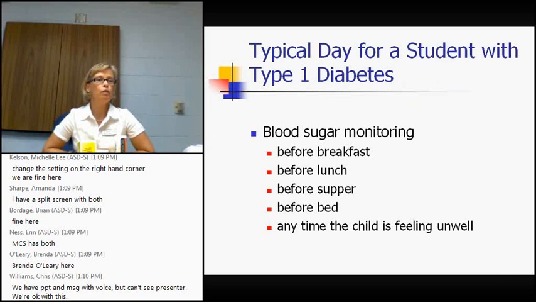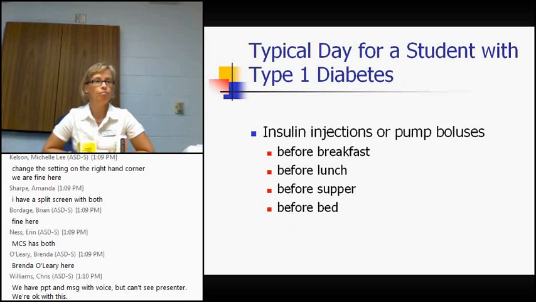So a typical day for a student with type 1 diabetes is they're going to be checking their blood sugar at times before meals, such as before breakfast, lunch, before supper, and before bedtime, or any time the child is feeling unwell. And as far as insulin injections or insulin pump boluses, they would have insulin injections before meals, in most cases breakfast, lunch, supper, and bedtime. If they're also on the insulin pump, they would take insulin with snacks as well.